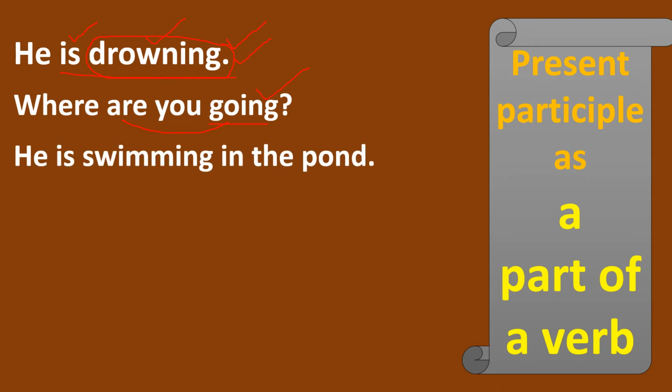He is swimming in the pond. Here the verb is is swimming. Swimming is main verb, is is auxiliary verb or helping verb. Swimming is present participle. Here it acts as a verb.